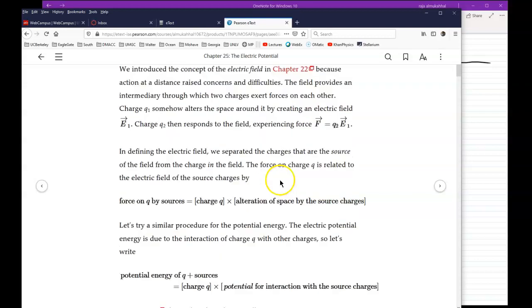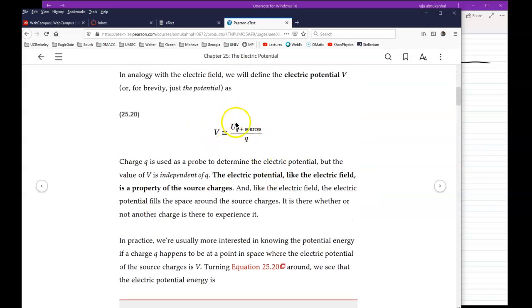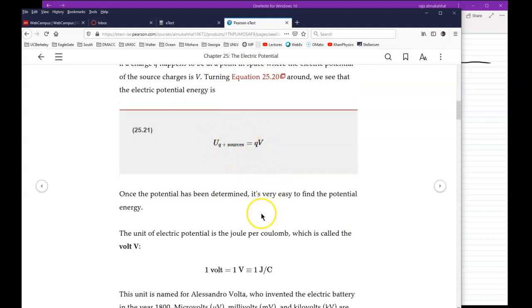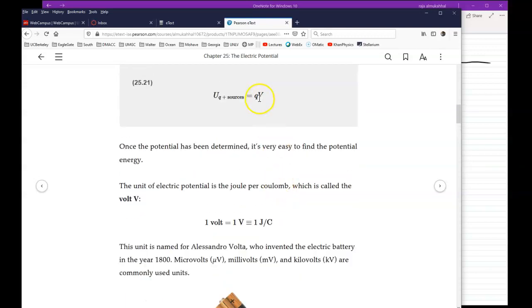The electric potential. Here's how we defined it. The potential, or the potential difference, the voltage, is the potential energy per unit charge, which is basically U equals QV. See that? There we go. And then one volt is 1 joule per coulomb, as you can see why, right? V is U over Q, so that makes it joule per coulomb.